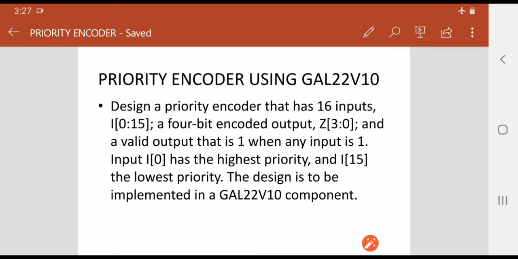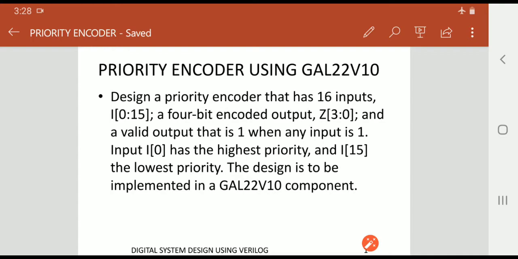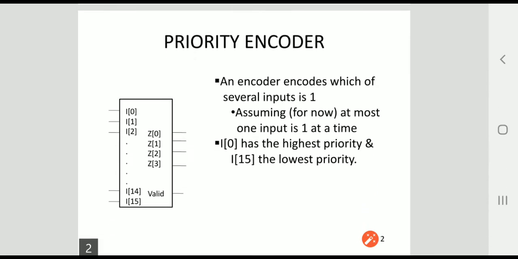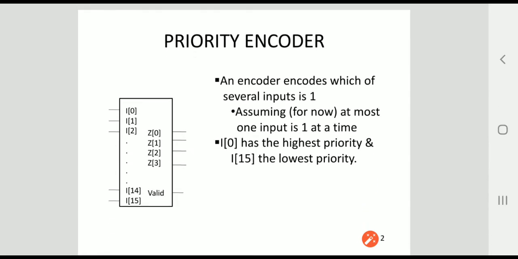Input I of 0 has the highest priority and I of 15 has the lowest priority. According to this question, you have to use I as the input, Z as the output, and the output valid should be 1 when any one of the inputs is 1. Otherwise, the valid output should be 0. Now in the next slide I am showing this priority encoder.